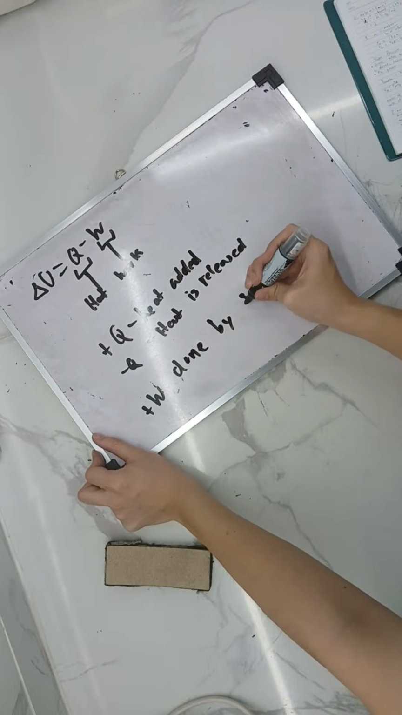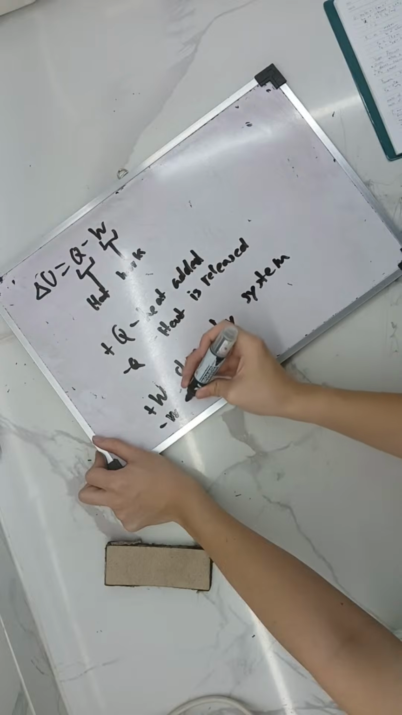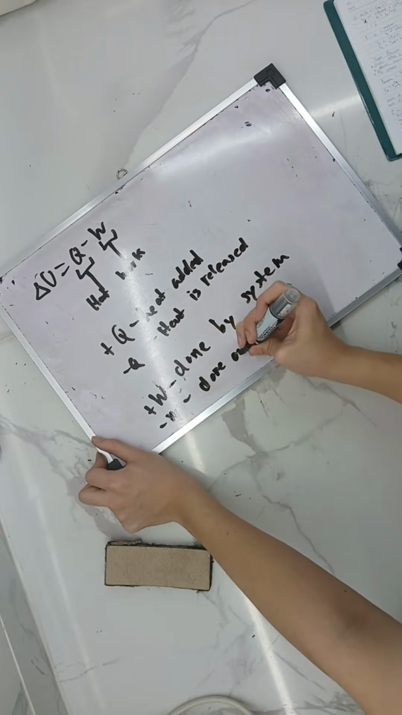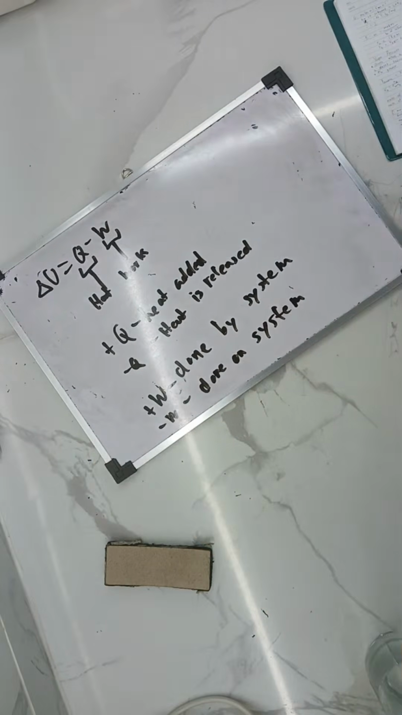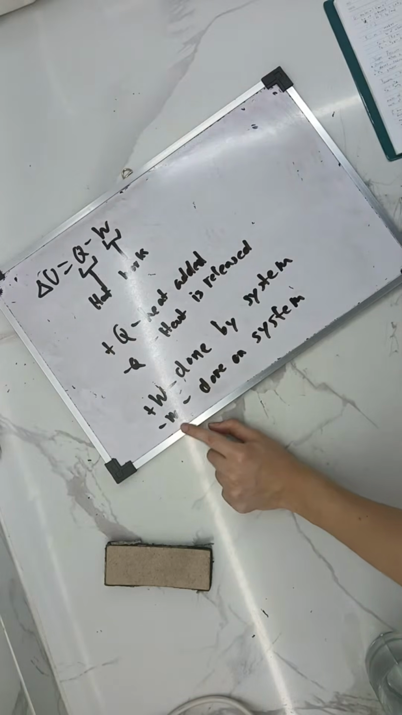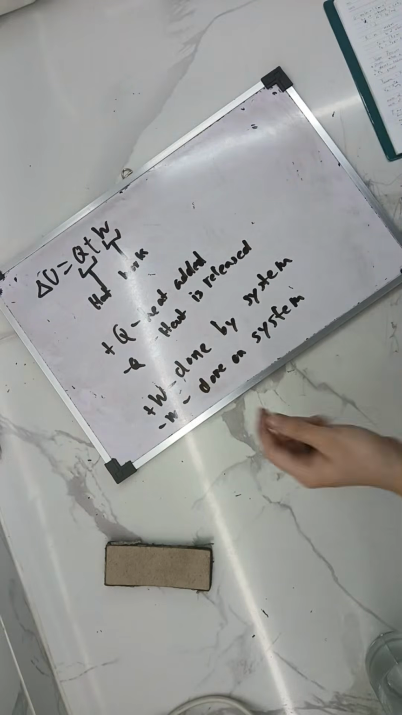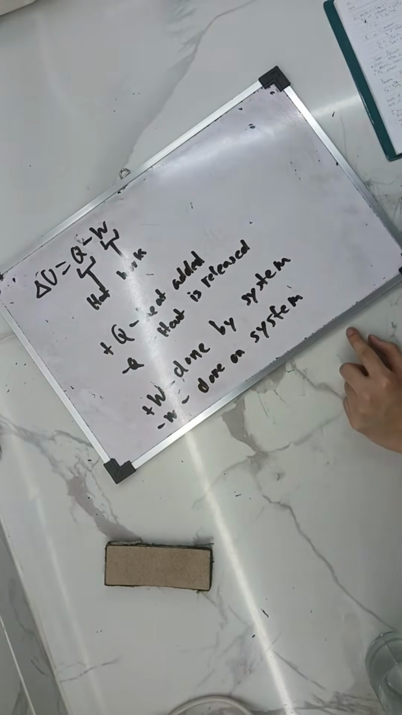Done by system. And it is negative if it is done on the system. So just keep this in mind. You're going to be changing the sign here. So if it's negative W, this will basically just be a plus W. If it is plus W, it's going to remain negative.